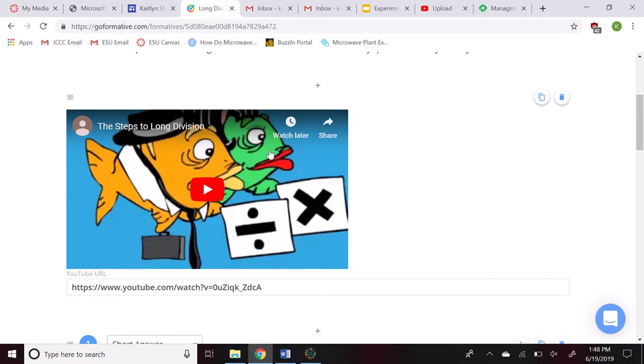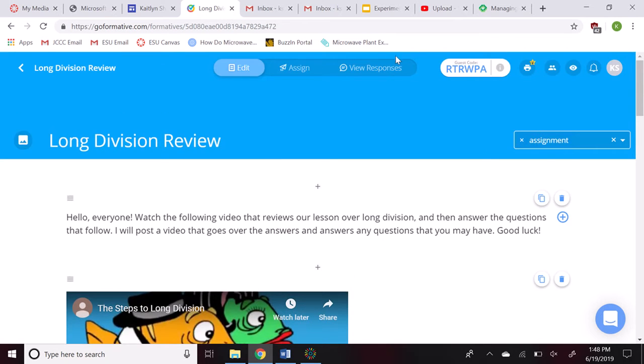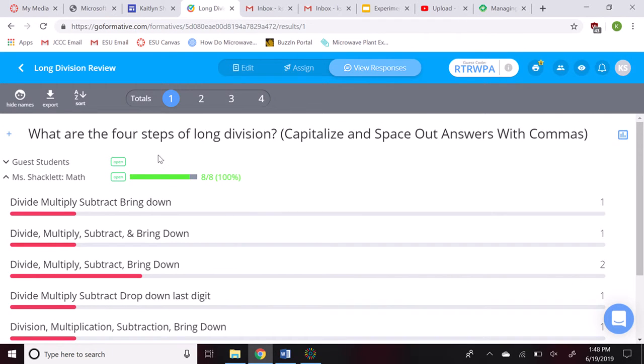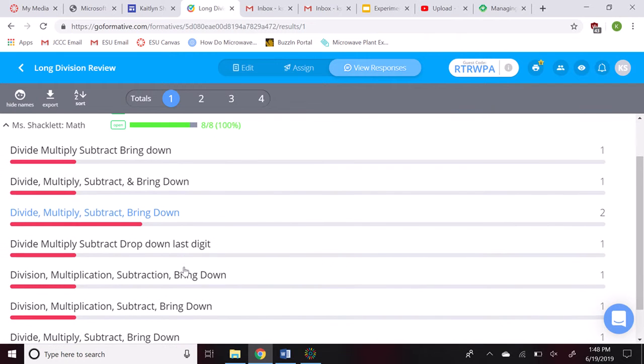We watched this video over the steps to long division just for a review, and it talked about a fun way to remember those steps, if you remember. So let's just go in, and we answered 4 questions. The first one is, what are the 4 steps of long division? Those were divide, multiply, subtract, and bring down. It looks like everybody got that one right. Just remember that last digit only comes into play if we have a remainder, but for right now, we don't need that.